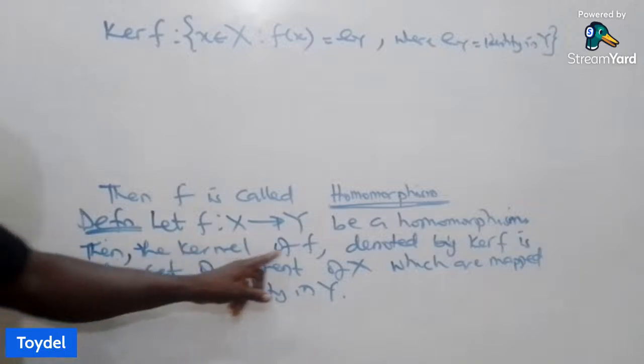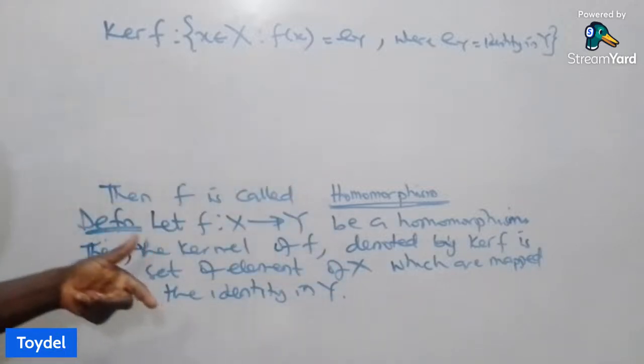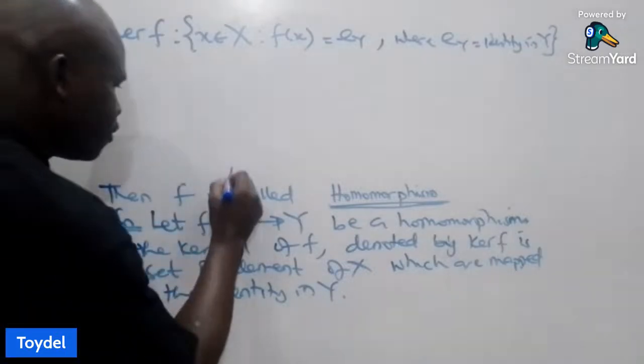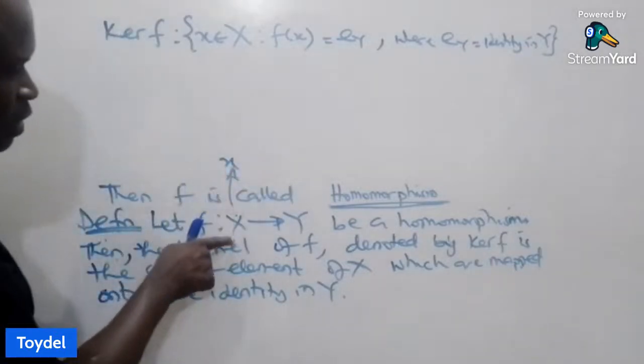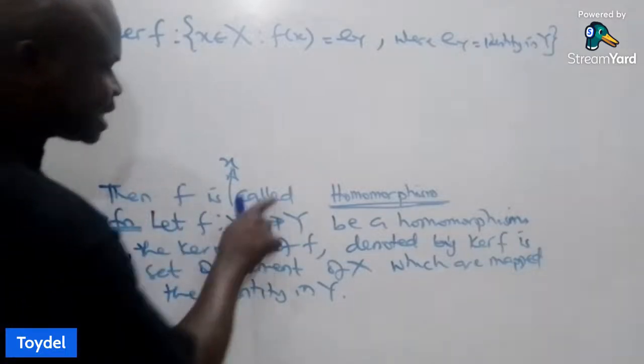Then the kernel of F, denoted by K_f, is the set of elements of X. That is, you take an element, say x, from this X. It is the set of elements of X which are mapped onto the identity of Y.